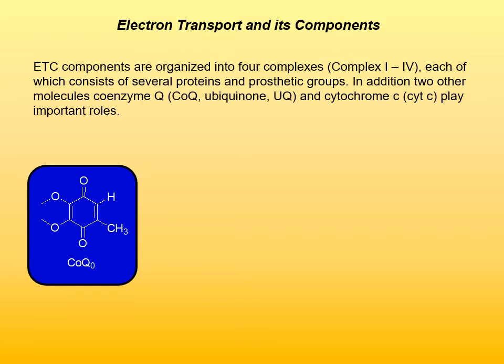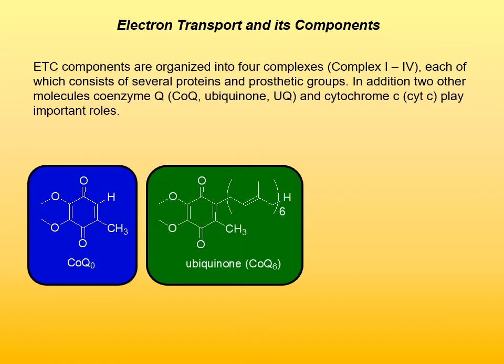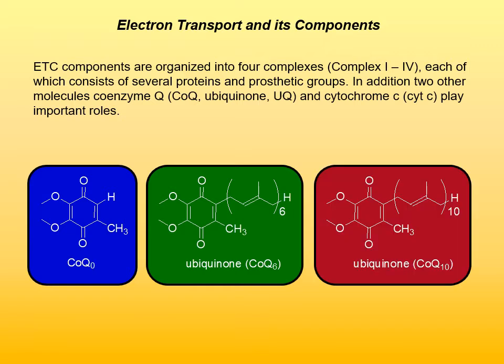Coenzyme Q is actually a quinone ring with various substituents. So here is shown a basic molecule, the so-called CoQ0. In bacteria, the side chain typically has 6 isoprene units, and it's indicated as CoQ6. And in mammals, CoQ has 10 isoprene units, and then it's indicated as CoQ10. The other important molecule is cytochrome C, or Cyt C.